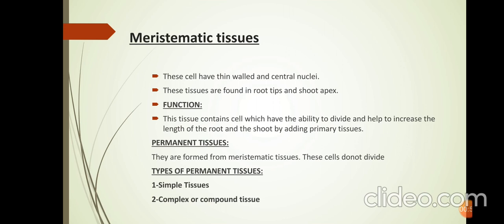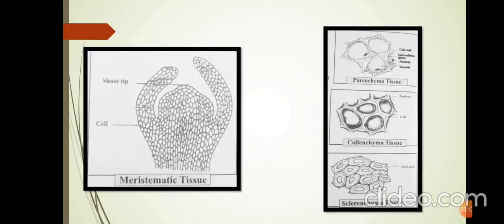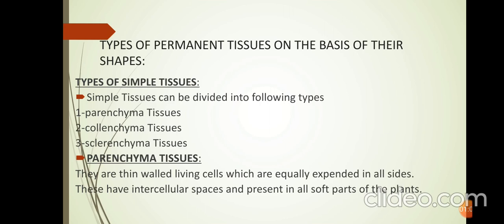Types of permanent tissues. There are two types of permanent tissues. Number one is simple tissues. Number two is complex tissues or compound tissues. These are the figures of meristematic tissues and simple tissues. Types of permanent tissues on the basis of their shapes.